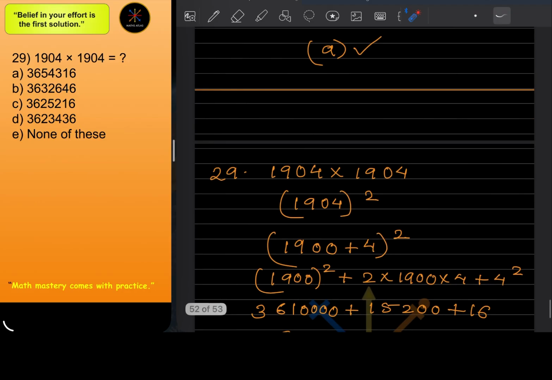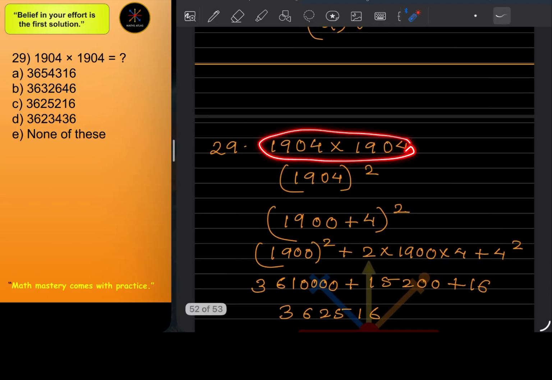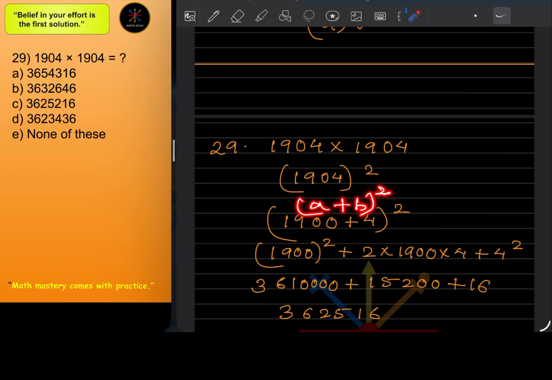The next one, 1904 into 1904. Again here you are not going to multiply it, but you can see both the numbers are the same. So you can write 1904 square. Again you can expand this as (1900 plus 4) whole square. So now this is in the form of (a plus b) whole square, and you know the formula for (a plus b) whole square, that is a square plus 2ab plus b square.